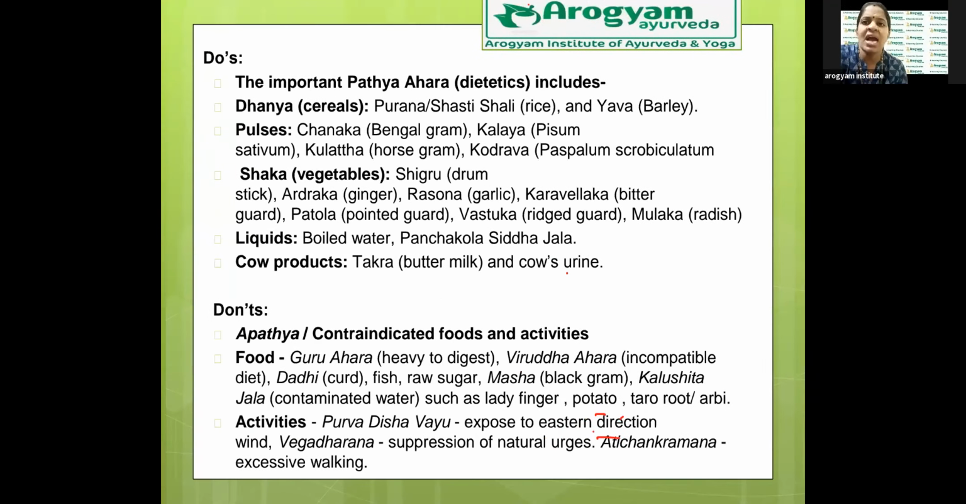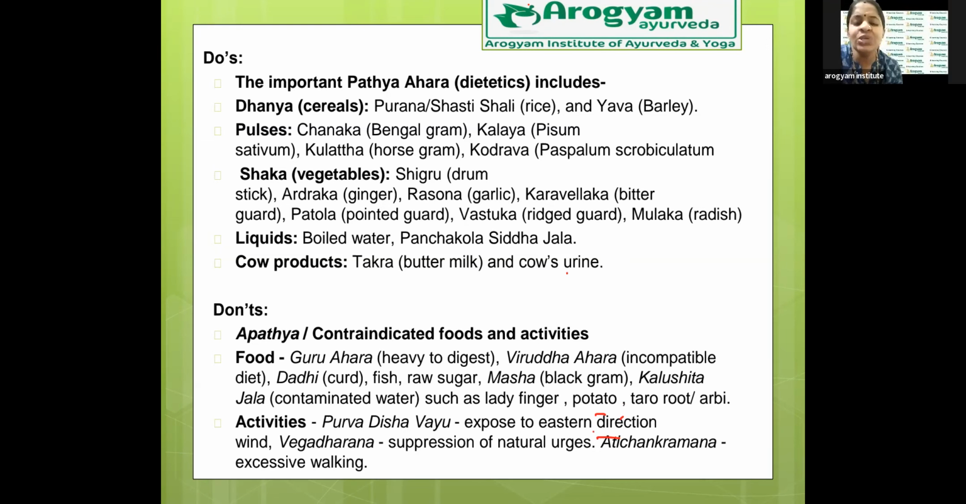Then, the dos. Important Pathya Ahar includes dhanya, that is cereals, like Puran Shali and Yava, barley; pulses like Chanaka, Kalaya, Kulatha, Kodrava; and then shakas like Shigru, Adrak, Rasona, Karvalaka, Patola, Vastuka. See, English names are written after that. All of you have done that assignment, right? So you all know the Sanskrit names of the commonly available vegetables also, I hope. So Mulaka, that is Muli. Then liquids like boiled water, Panchakola Siddha Jala, and cow products like buttermilk and cow's urine.